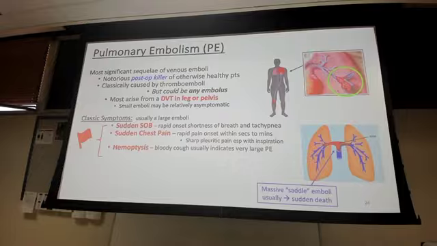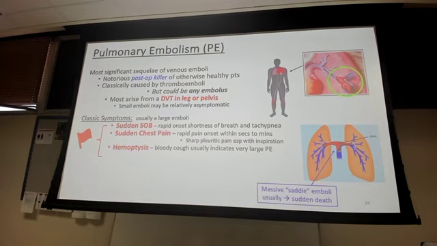They're going to have severe or sudden chest pain, and that's what we call pleuritic chest pain. Maybe some of you have felt it before, where you take a deep breath in, you get that sharp pain, and then it goes away after a few minutes. For these people, they're going to have this persistent pleuritic chest pain.